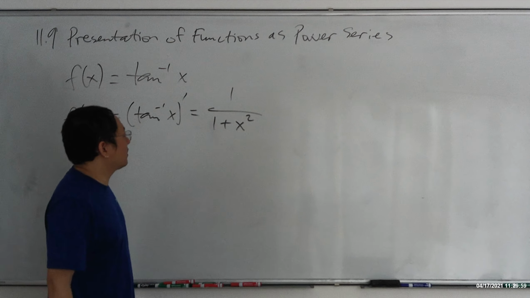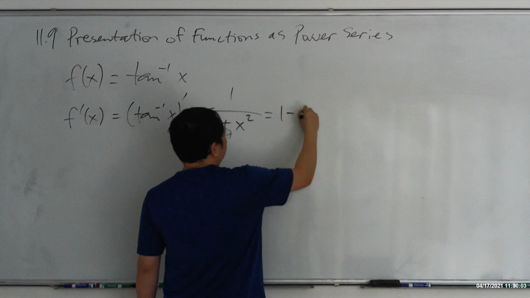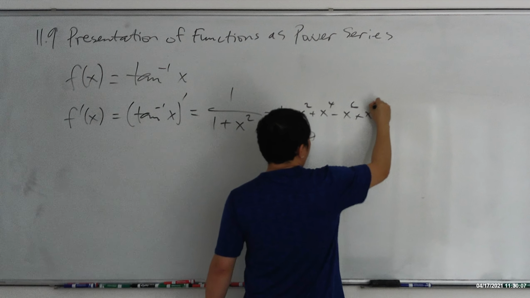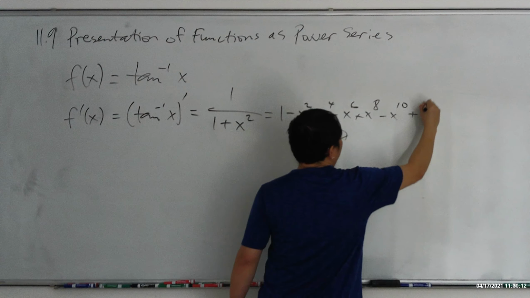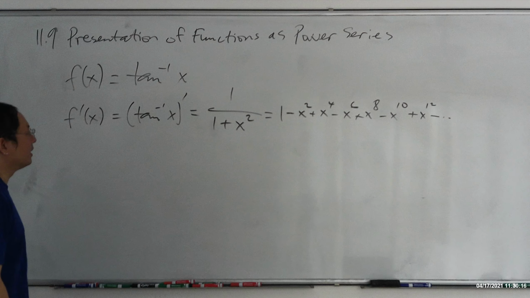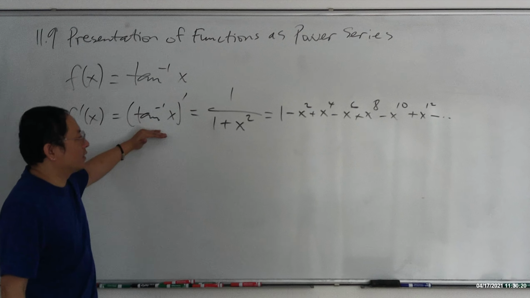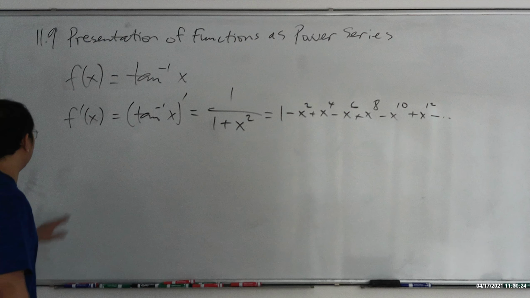And we know the power series of this one already, which is, what was that? 1 minus x squared plus x to the 4 minus x to the 6 plus x to the 8 minus x to the 10 plus x to the 12. Okay? Keep going. So, you know the power series of the derivative of tangent inverse. And by the theorem that we just learned, we can find the power series of the original function.